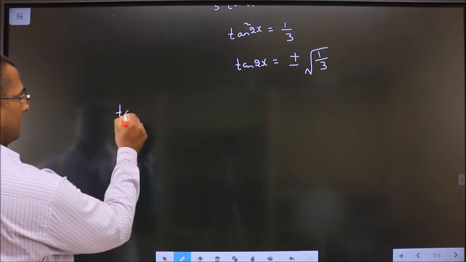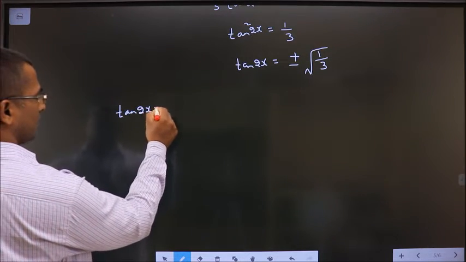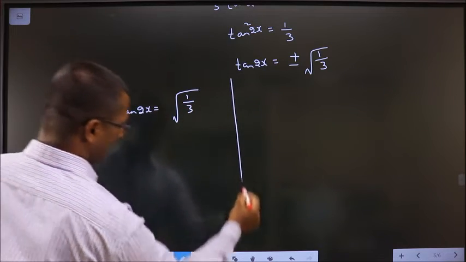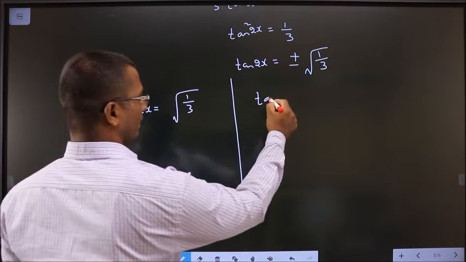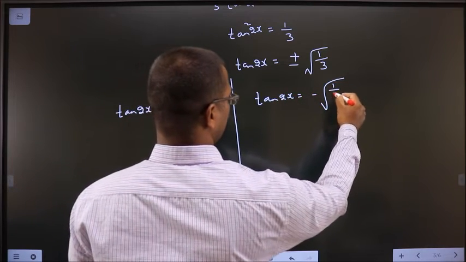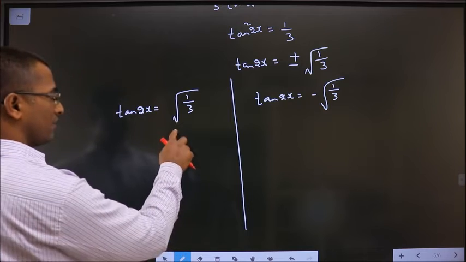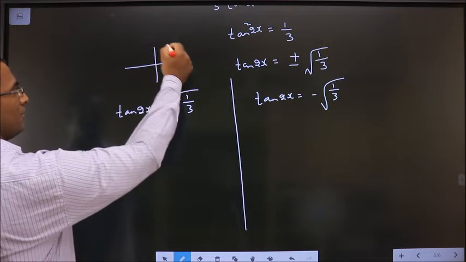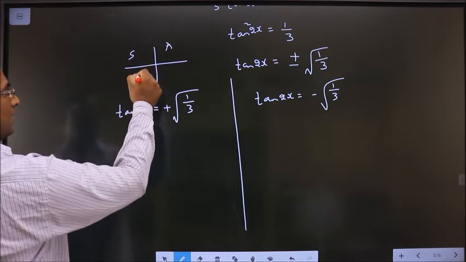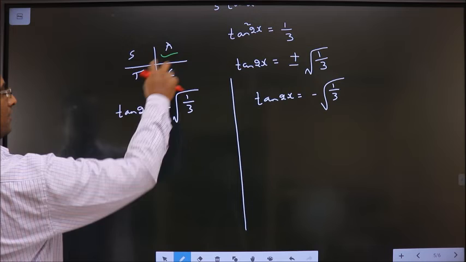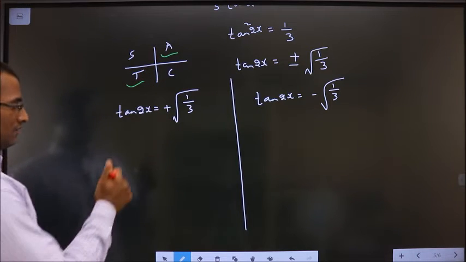When tan 2x equal to positive under root 1 by 3 and tan 2x equal to negative under root 1 by 3. First, where all is tan positive? We have all silver tea cups. Tan is positive in first and third.